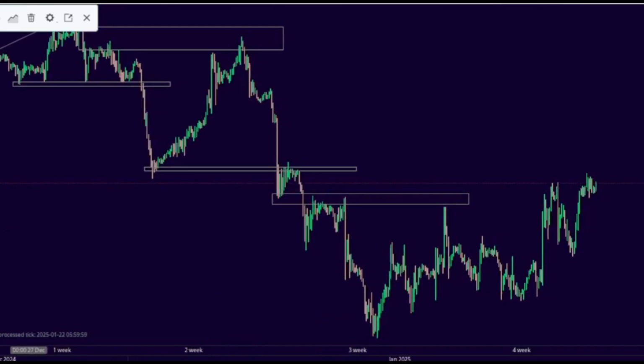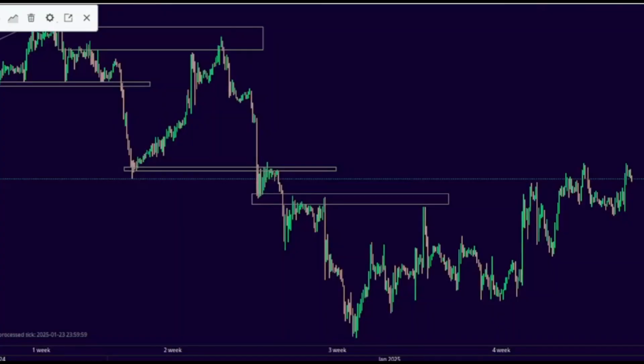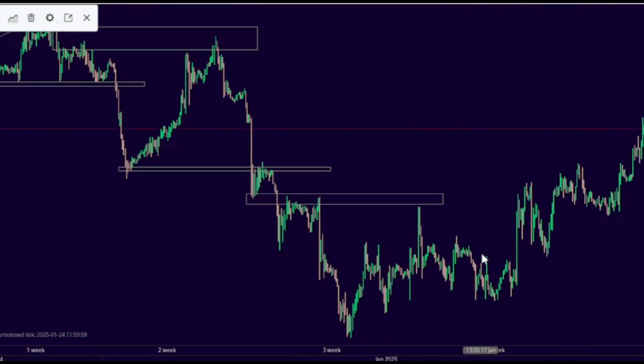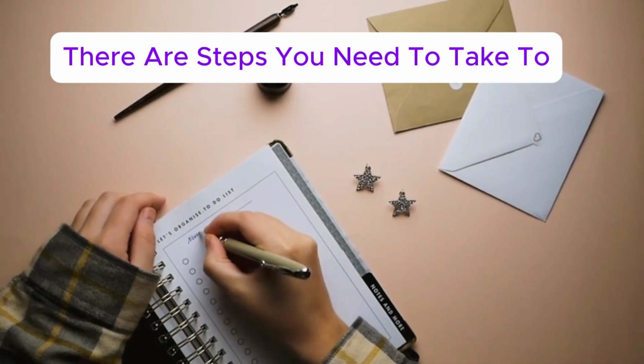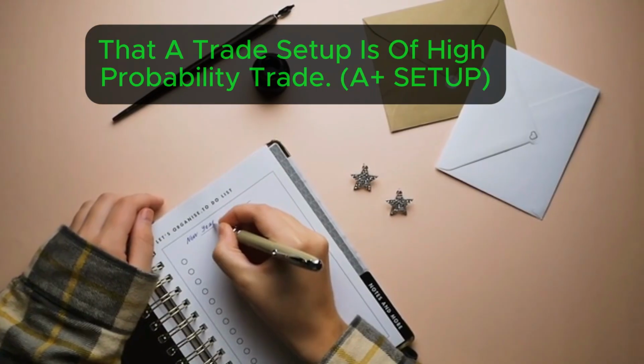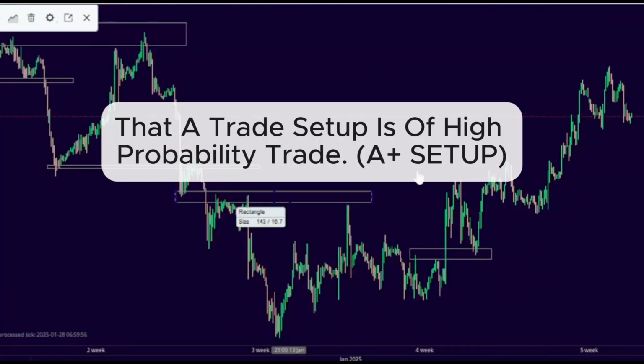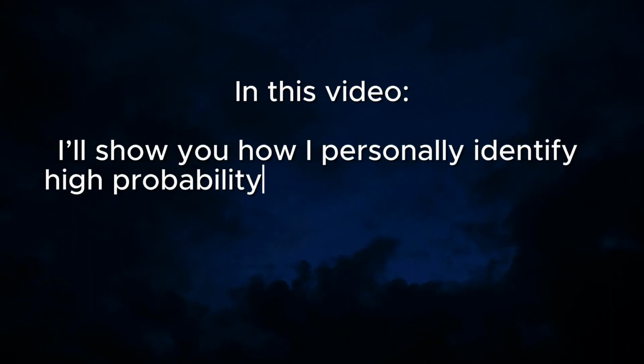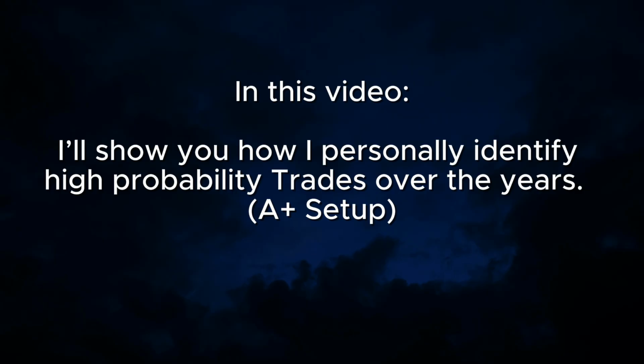In reality, most people end up taking a very poor setup thinking it's a high probability setup. Just because someone told you this is a high probability setup does not make it so. There are steps you need to take to identify and to validate that a trade setup is of high probability. And in this video, we're about to share the key steps on how to identify a higher probability trade setup or an A+ setup.